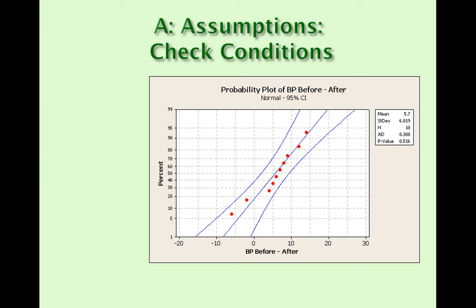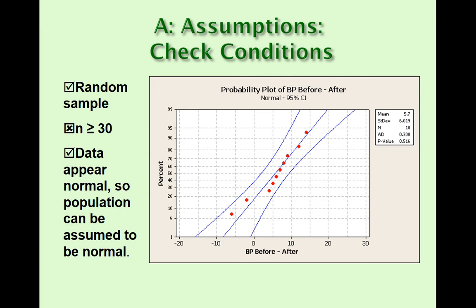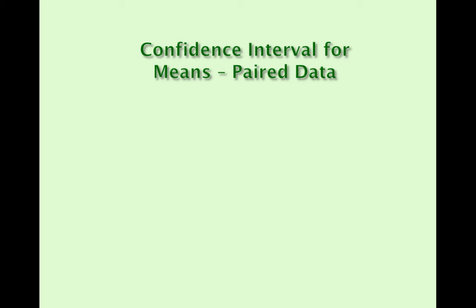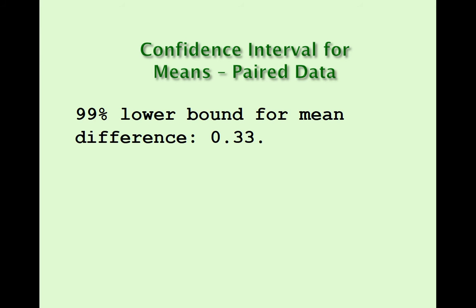So we do have to check conditions here. And this is where we do the normal probability plot. Does it appear that it comes from approximately a normal distribution? Yes, so we're okay, because we don't have 30 or anything that the central limit theorem says we need. So even though we don't have n bigger than or equal to 30, we go to the normal probability plot, and it does appear that it comes from approximately a normal distribution. So here we're going to use the confidence interval for mean pairs.